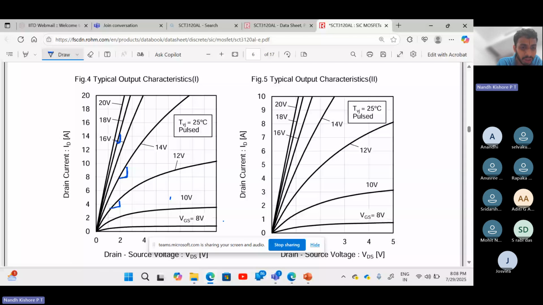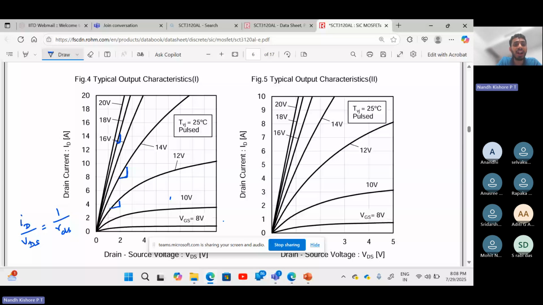What does the slope indicate? Slope is basically ID by VDS, which is 1 by RDS, right? 1 by the drain source resistance. So what do you observe? As you go to higher and higher gate source voltages at 18 volts, at 20 volts and all, the slope is much higher. Okay, slope is much higher. So if the slope is higher, RDS is what? RDS is lesser or higher? Lesser. RDS is lesser. So as the slope is higher, RDS is lesser.